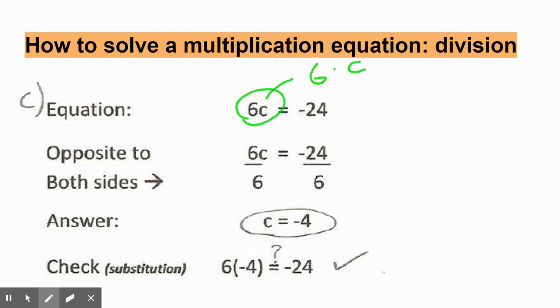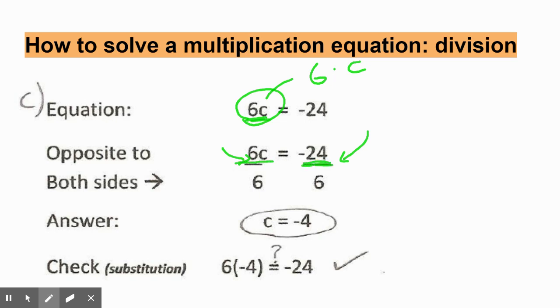So remember, the opposite of multiplication, or the inverse operation of multiplication, is division, right? And remember, we're going to try to show division with a fraction bar. So as you can see right here, this is a fraction bar that means division, right? And since 6 is multiplying by c there, the opposite of multiplying, like we said, is division. So we need to divide both sides by 6, right? So here we are with our fraction bar right here, dividing both sides by 6.